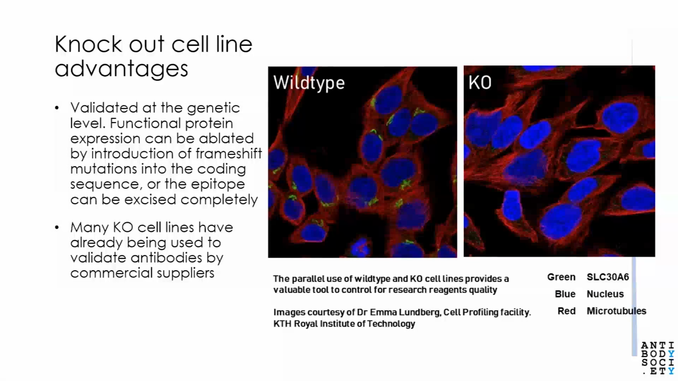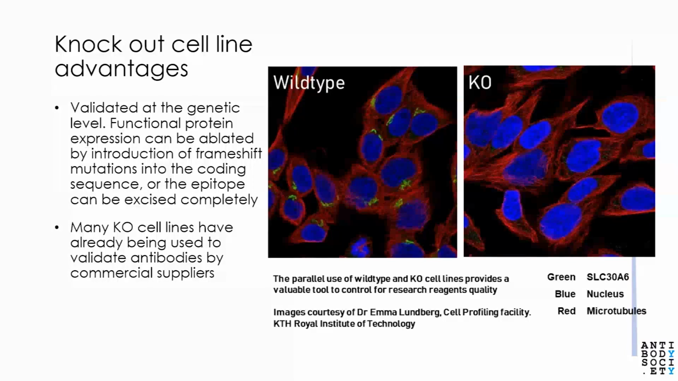But first, I want to just highlight what are some of the advantages of using a knockout cell line for antibody validation. And as I alluded to earlier, knockout cell lines, at least from Horizon's perspective, are all validated at the genetic level. And so we perform Sanger sequencing on all of our cell lines in-house, and that really allows us to characterize our cell lines. And what you get is this functional protein expression that is ablated, by either the introduction of a frameshift mutation or just a deletion of a large sequence of this genomic DNA as well.